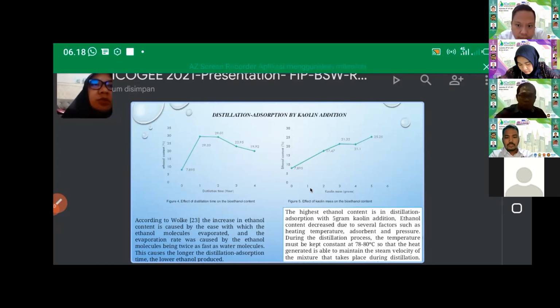The temperature must be kept constant at 78 to 80 degrees Celsius so that the heat generated is able to maintain the steam velocity of the mixture that takes place during distillation.